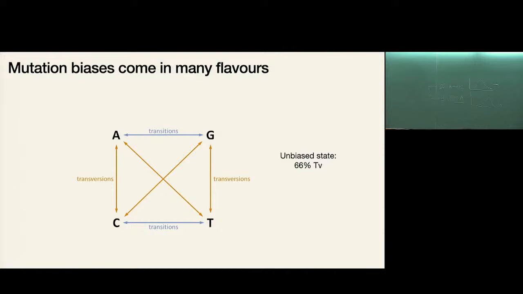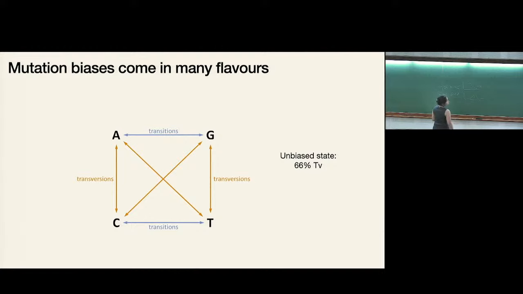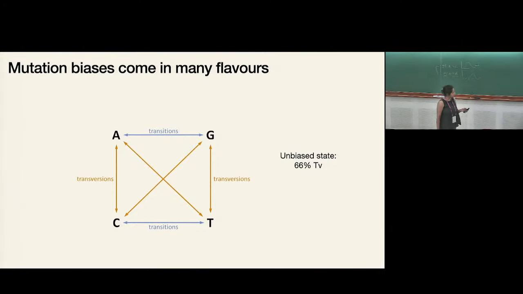So here is the kind of mutation bias I'm going to talk about today. You know there are 4 bases and there are transitions or transversions. Roughly we can classify mutations in 2 categories. Transitions are things that take you from purines to purines and pyrimidines to pyrimidines. Everything else is transversions, okay?